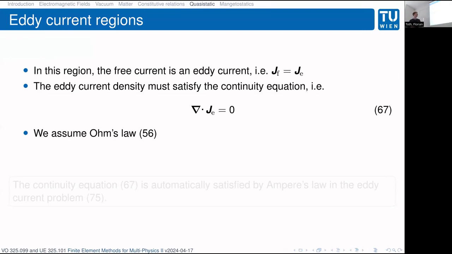So these were the coil regions. We can also have eddy current regions. These are the regions where the free currents correspond to eddy currents that are not known but want to be computed. In this region, the eddy current density must satisfy the continuity equation, which is implicitly done by Maxwell's equations and also by the eddy current problem. And in this region, we assume Ohm's law. So you will simply say the eddy current density is related to the electric field times the conductivity.